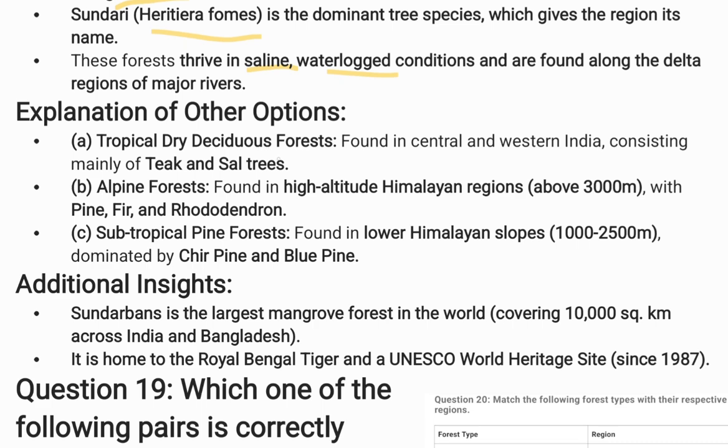Tropical dry deciduous forest is found in central and western India, consisting mainly of teak and sal trees. Alpine forest is found in high altitude Himalayan regions, above 3,000 meters, with pine, fir, and rhododendron. Subtropical pine forest is found in lower Himalayan slopes, 1,000 to 2,500 meters, dominated by chir pine and blue pine.